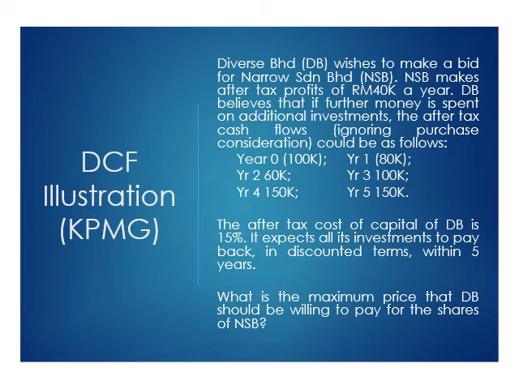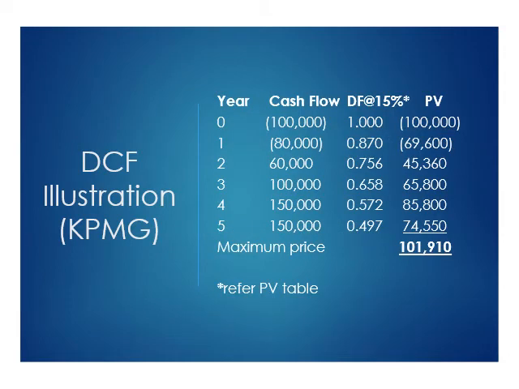I'm sure that at this point you already know how to project the discounted cash flow. This is a table that shows the cash flows projection for the next 5 years after the investment made. The present value from the 5 years projection is total at 101,910 ringgit. Therefore, this should be the maximum price that DB should be willing to bid or pay for NSB's share.